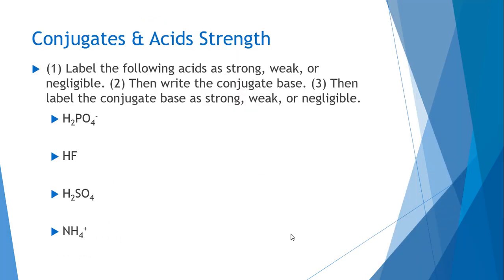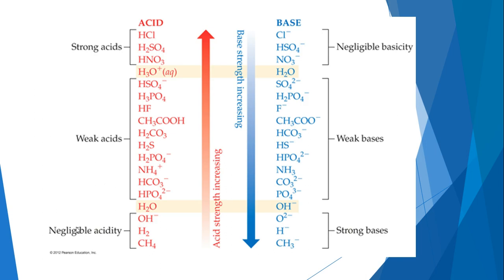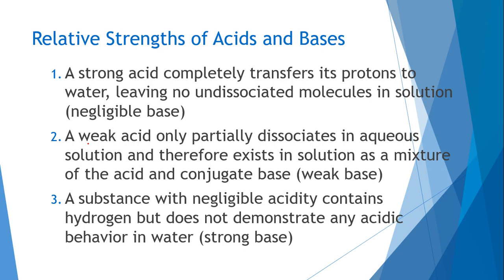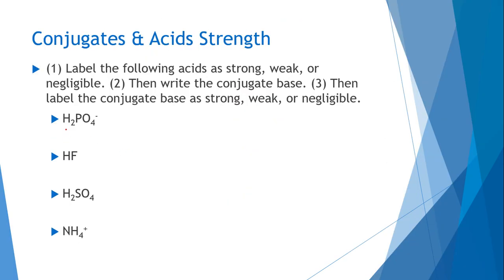If I do the following questions, the first one we're going to work through is: label the following acids as either strong, weak, or negligible. So this problem tells you that all of these are acids. So we're going to find H2PO4 negative on the acid side. H2PO4 negative, and it says that it is weak. So we know that this is weak.